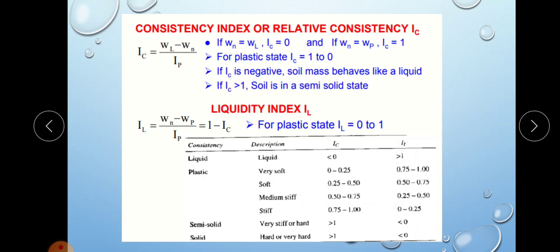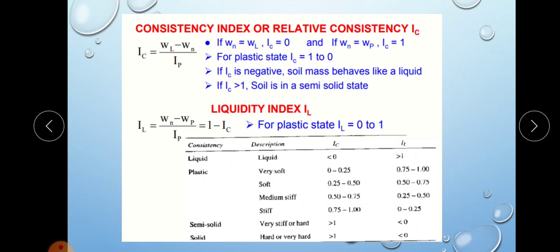And when the soil is at a water content equal to the plastic limit, that is, WN equal to WP, what is IC? IC is equal to WL minus WP divided by IP. WL minus WP is IP, so IP divided by IP, that is, the consistency index will be equal to 100%. That indicates the soil is relatively firm. When IC is 100%, the soil has a water content equal to the plastic limit, so the soil will be relatively firm and strong. It is in the semi-solid stage.